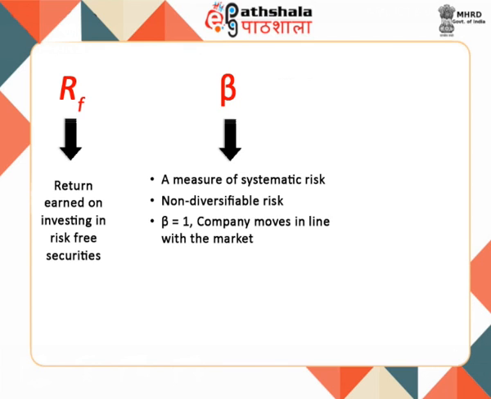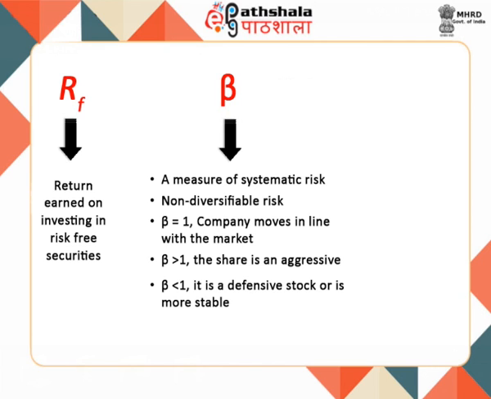A beta of value 1 indicates that the company moves in line with the market. It is 1 for the market portfolio. If the beta is in excess of 1, the share is an aggressive stock, or it exaggerates the market's movements, while if it is less than 1, it is a defensive stock or is more stable. Sometimes a company may have a negative beta, for example a gold mining company, which means the share price moves in the opposite direction to the broader market. Zero beta signifies a risk-free investment.